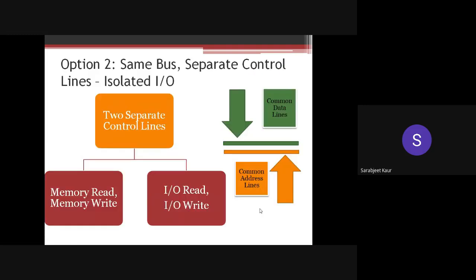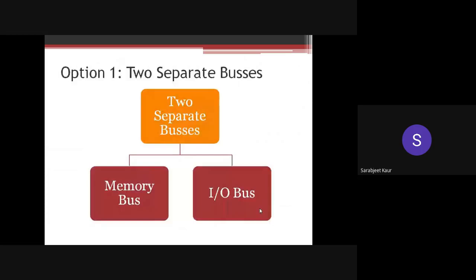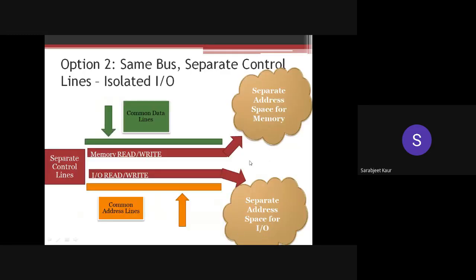In both these cases, the first case as well as the second case, these are the cases of isolated IO. Isolated IO means where the input output address space is separate from the address space for the main memory.